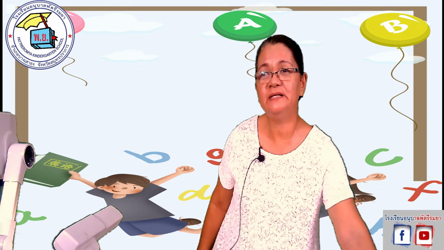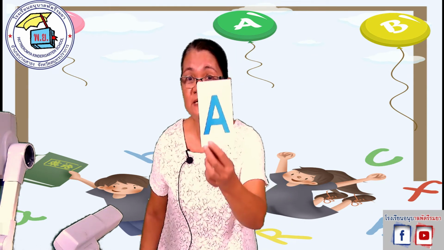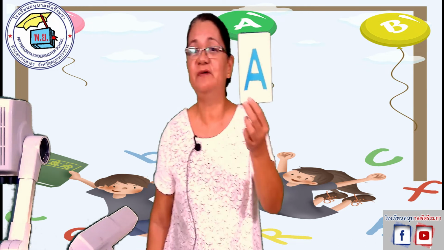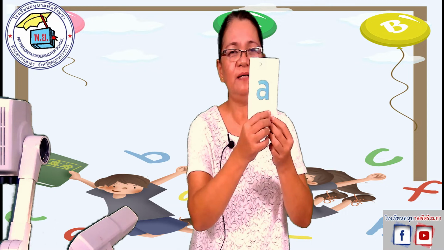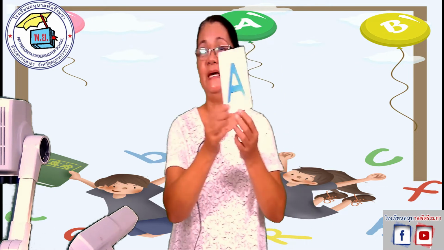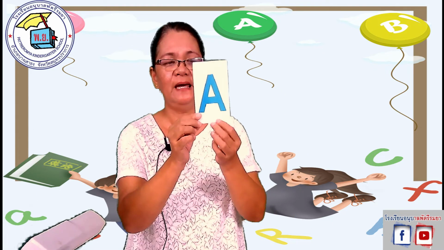Okay, we will get the first one. Guess what is the first one? Did you know that? Very good. That's the letter A. This is the first vowel letter. The big letter A and the small letter A. Big letter A and the small letter A.